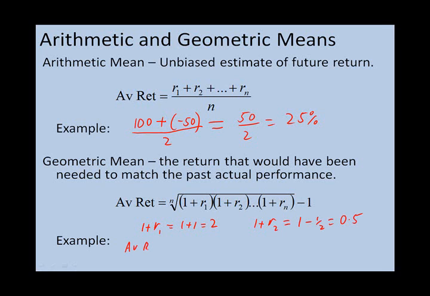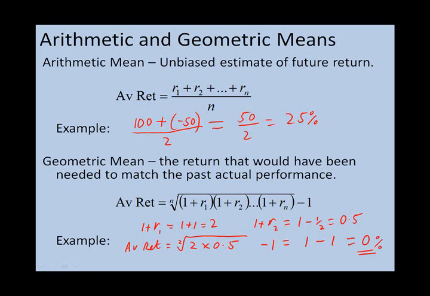Average return is going to be equal to the nth root. Well, n is equal to 2, so it's the square root. 1 plus R1 is equal to 2 times by 1 plus R2, which is 0.5. And we're going to subtract 1 from this calculation. What do we get? 1 minus 1, which equals 0.